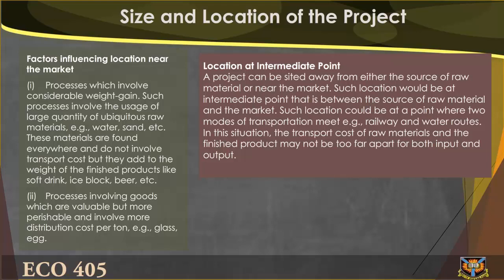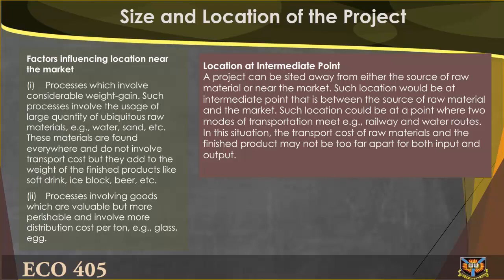Factors influencing location near the market. 1. Processes which involve considerable weight gain. Such processes may involve the usage of large quantity of ubiquitous raw materials, for example water, sand, and so on. These materials are found everywhere and do not involve transport costs, but they add to the weight of the finished products like soft drink, ice block, beer, and so on. 2. Processes involving goods which are valuable but more perishable and involve more distribution cost per ton, for example glass, egg.